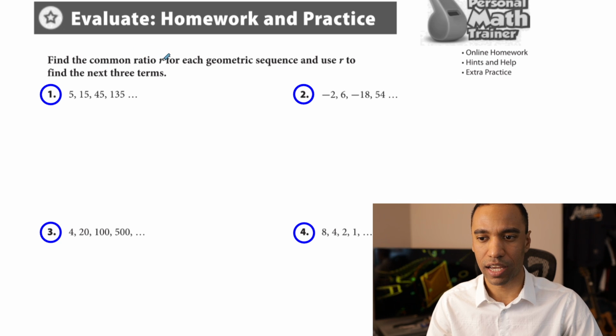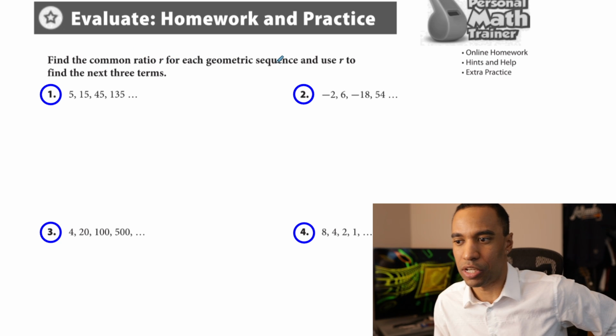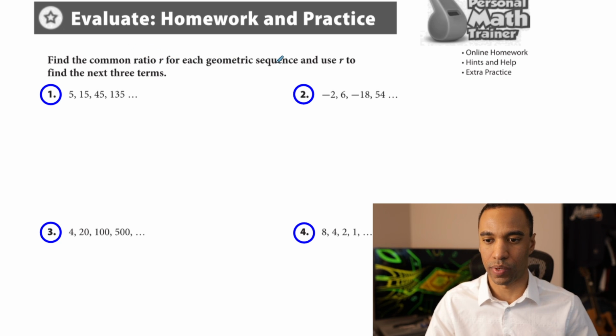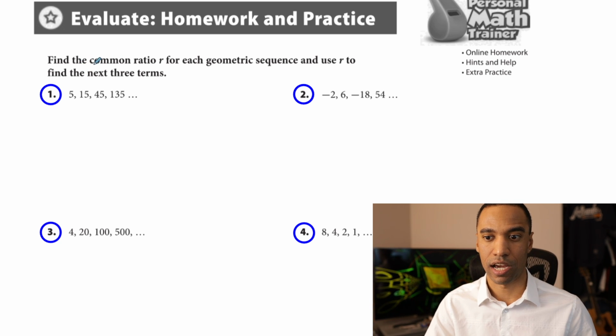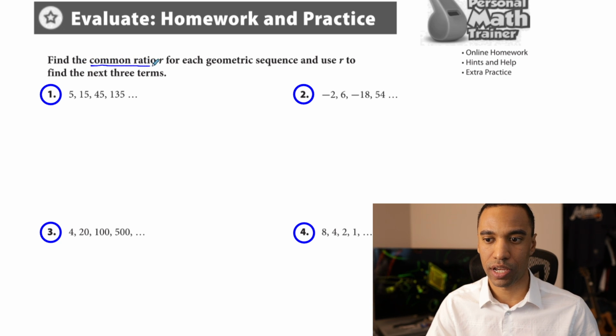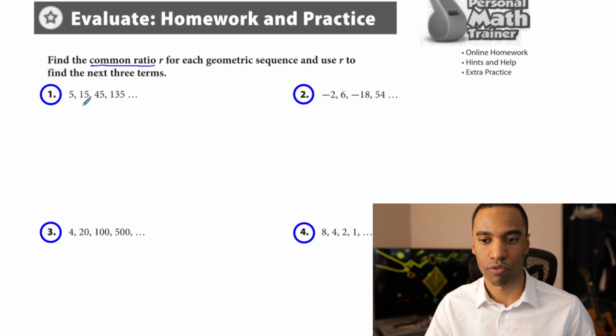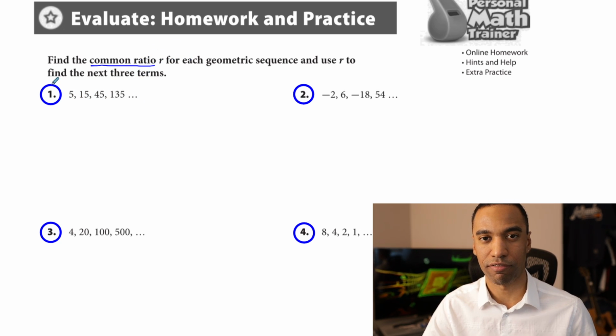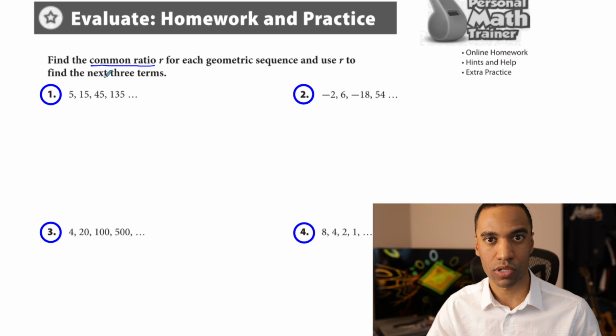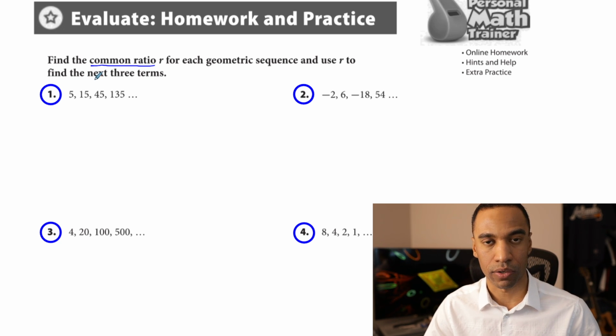But we are going to find the common ratio r for each geometric sequence and use r to find the next 3 terms. A geometric sequence is a list of numbers that have what's called a common ratio. A common ratio is a number that you multiply over and over to go from one term to the next. They call it a ratio because to find that multiplier that we're going to be using, you might have to use division to figure it out.